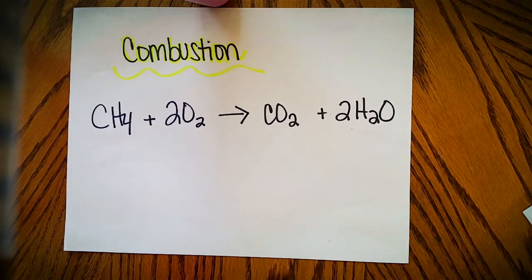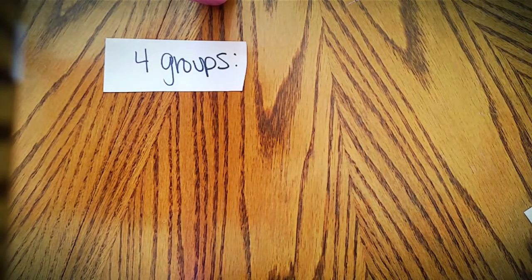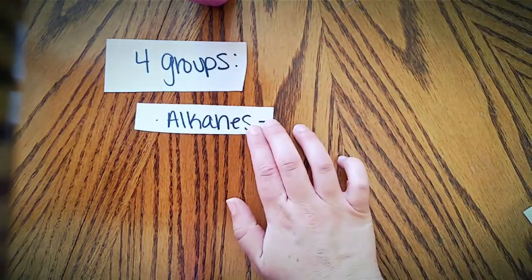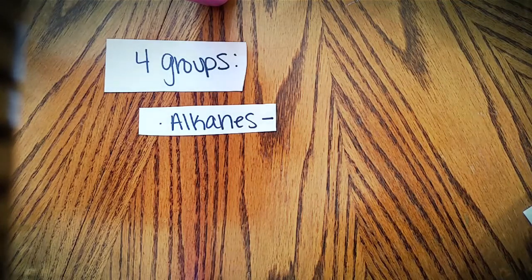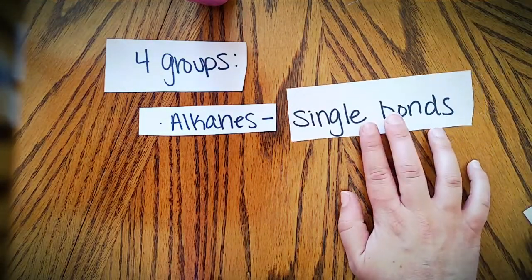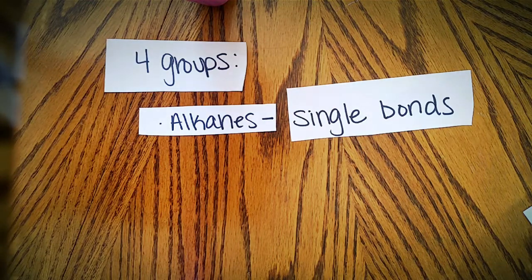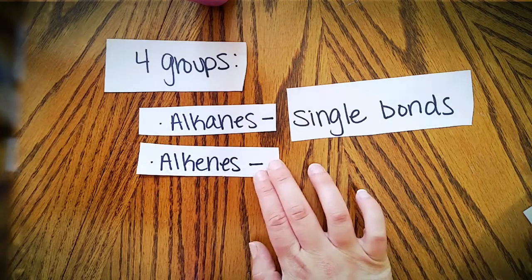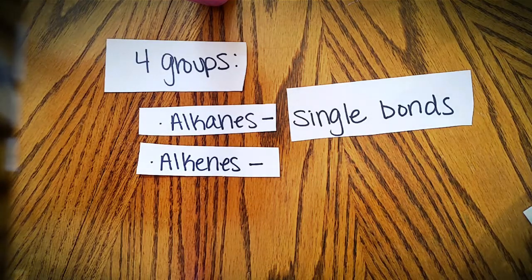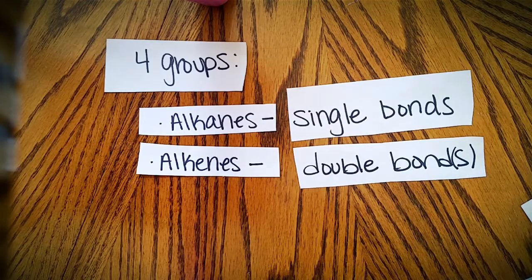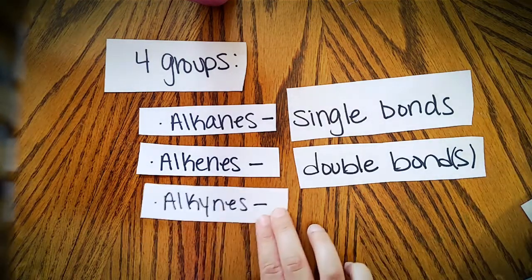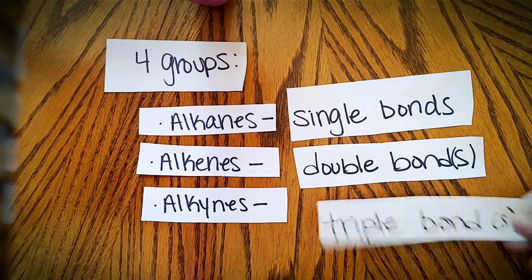So now that we know what hydrocarbons are, we need to know the types of hydrocarbons. There are four main groups, and the first type is called an alkane. Alkanes contain all single bonds. So we're going to have this string of carbons held together with single bonds, and then around the carbons you're going to see all of the hydrogens. Another type of hydrocarbon is called an alkene, and these contain one or more double bonds. And the last type is an alkyne, and those contain one or more triple bonds.